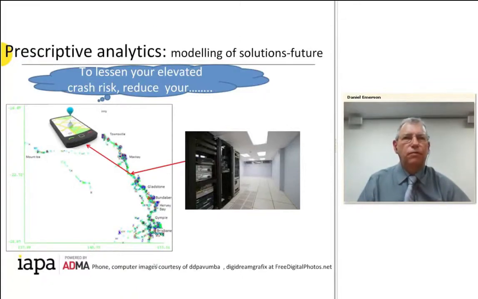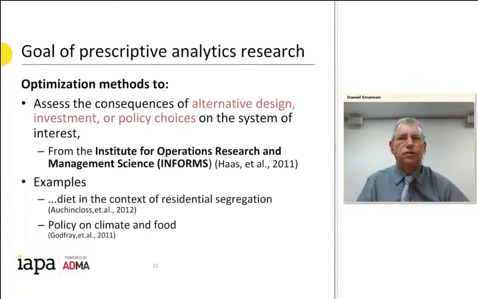So the prescriptive analytic research is about assessing the consequences of alternative design, e.g. roadway design, investment or policy choices, and also, in our case, the operational parameters of the service that's actually being delivered as you travel along the road.